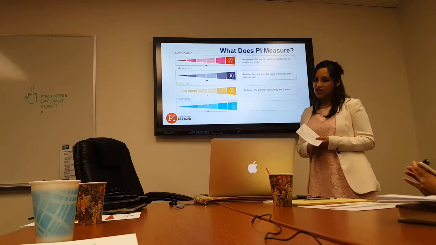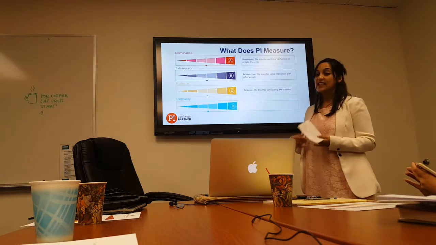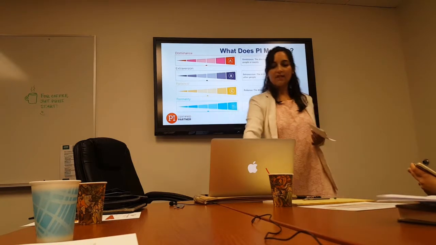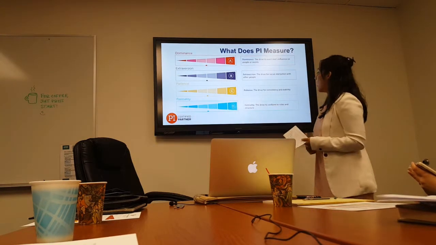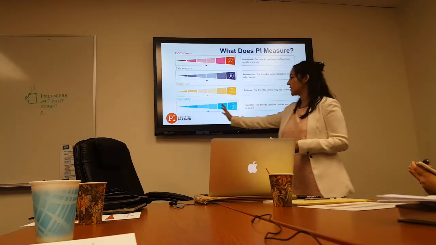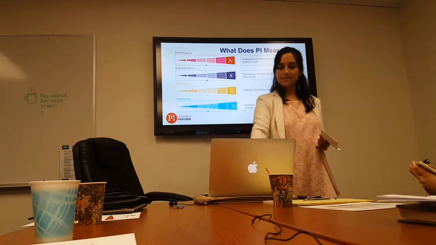The third factor is patience, or the drive for consistency and stability. Again, high, low. And finally, D, or formality, the drive to conform to rules and structure. So these folks tend to be more detail-oriented, and those less so on that side.